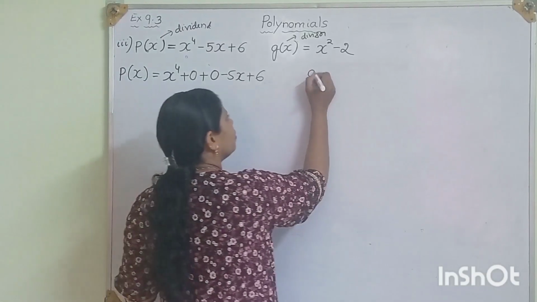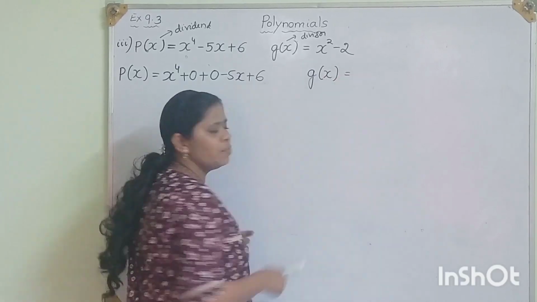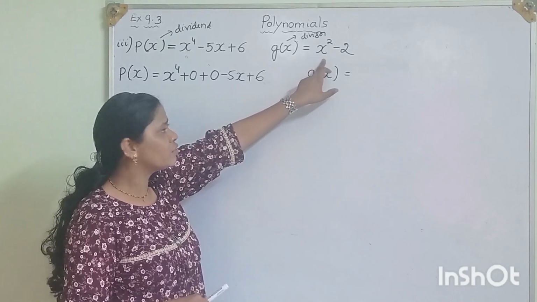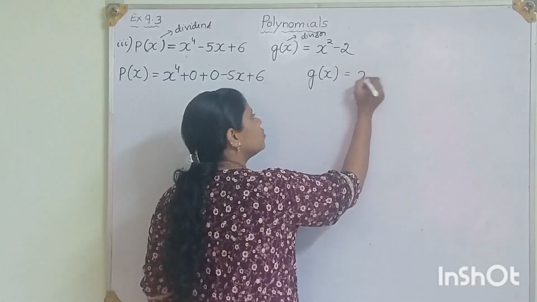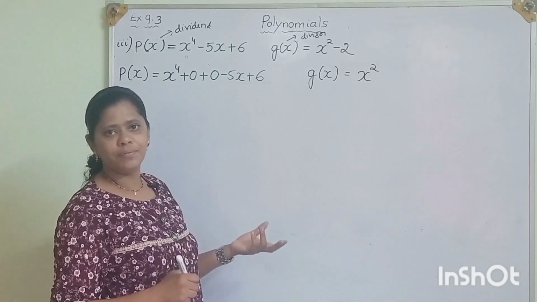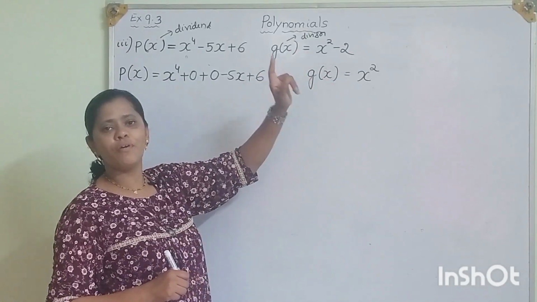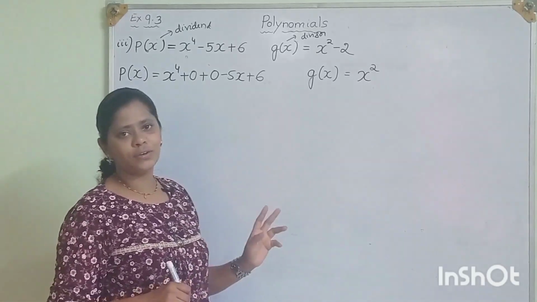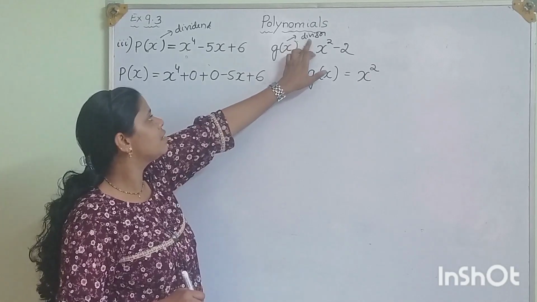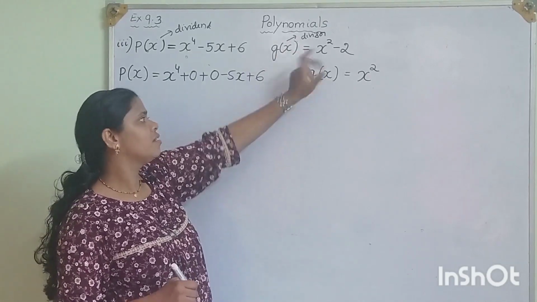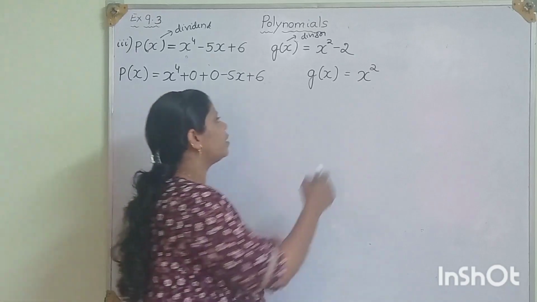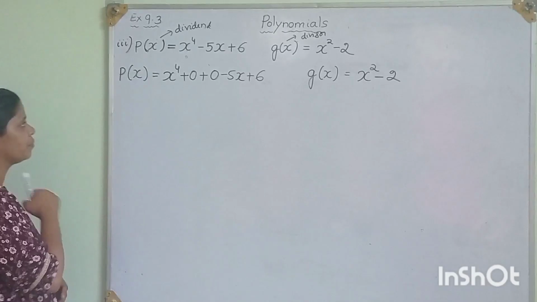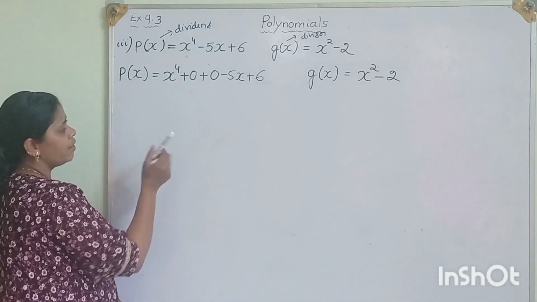P of x is x to the power of 4 plus 0 minus 5x plus 6. Then G of x. Remember one thing, don't think more about G of x. The x square term is there, but the next term, x to the power of 1, is missing. No need to write plus 0 because G of x is a divisor; we are dividing by this. So no need to write plus 0. You can simply write x square minus 2. Okay.